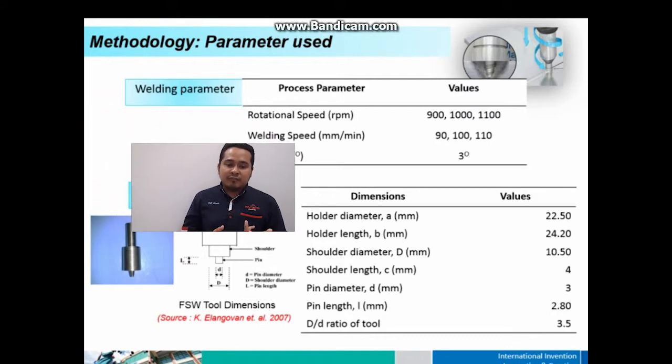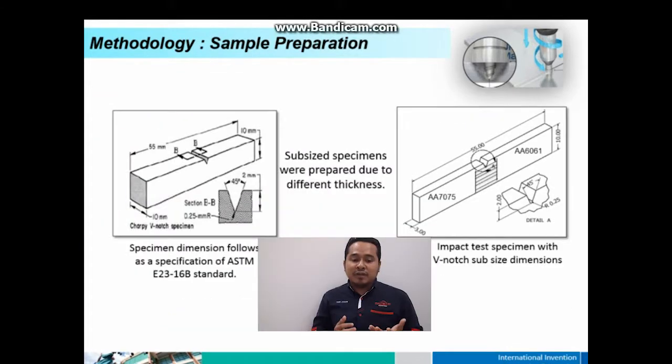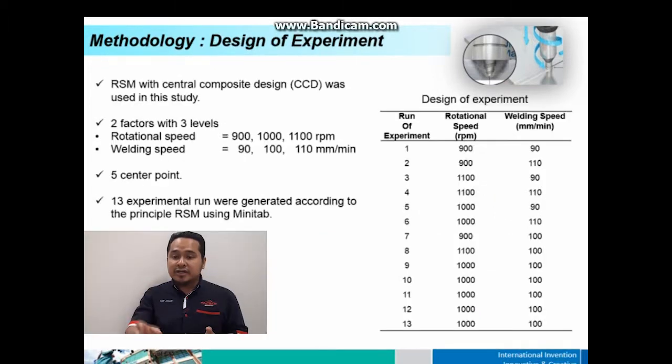For the sample preparation, for the sample dimension, we follow the specification of the ASTM E23-60B standard. We prepare a subsize specimen due to the different thickness. This is our sample. Here is our run of the experiment.